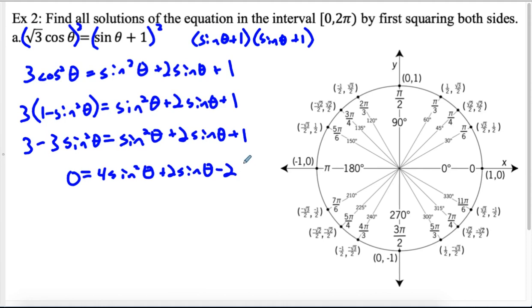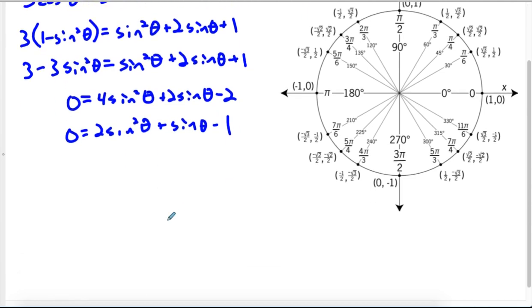Now, we don't have to do this step, but I see that every coefficient and every constant is divisible by 2. So just to make the arithmetic a little bit easier, I can go ahead and divide both sides by 2 and just make this 2 sine squared of theta plus sine of theta minus 1. Then I can try to factor this.